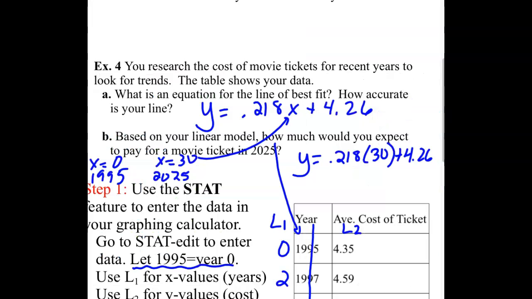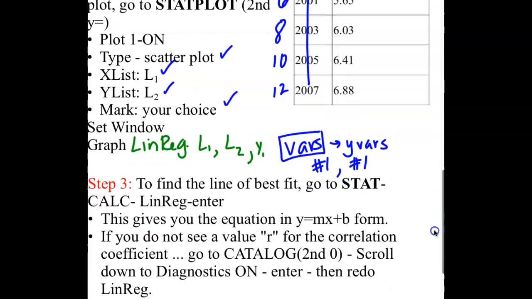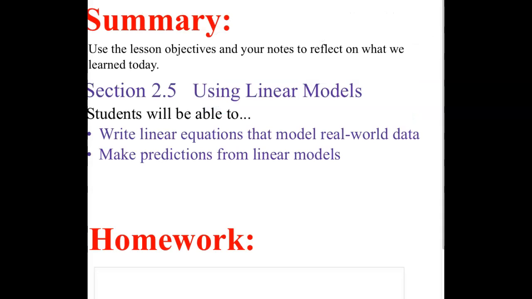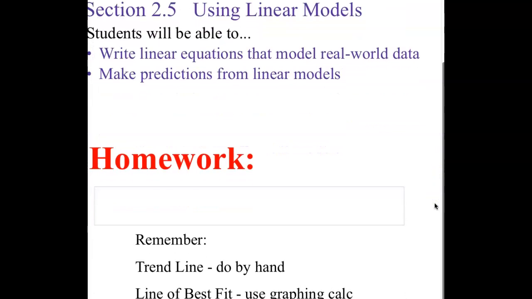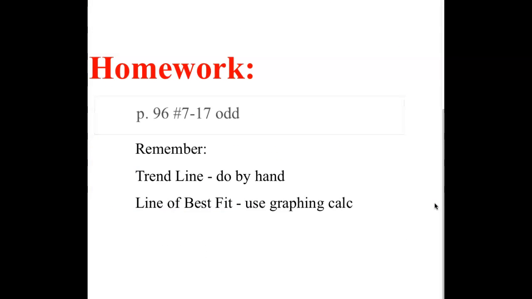All right, so with the little bit of time that we have left, I would like you guys to practice on this. I'm going to go ahead and put the homework up here. All right, you guys are just going to do 7 through 17 odd. So I'm not giving you a lot of them because I know it takes a while to get through each one. Make sure that you are giving me a sketch of your scatter plot.